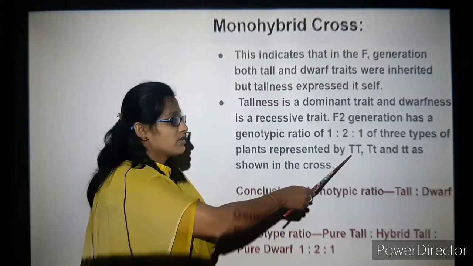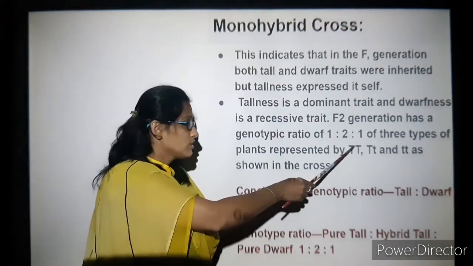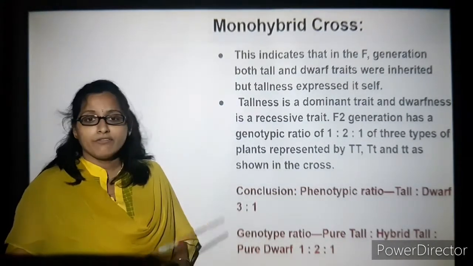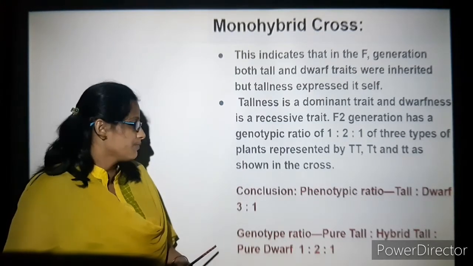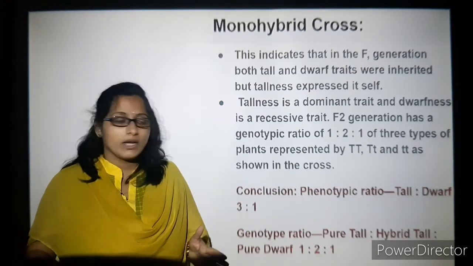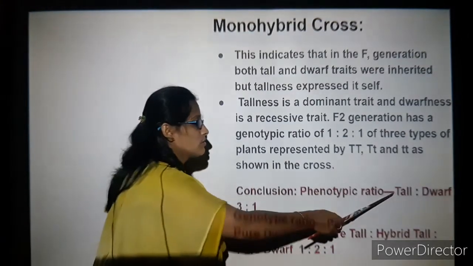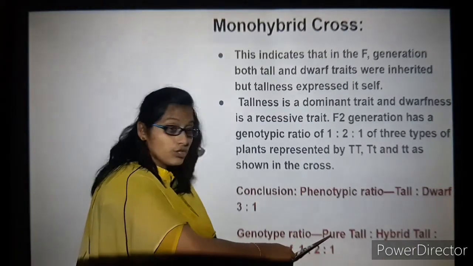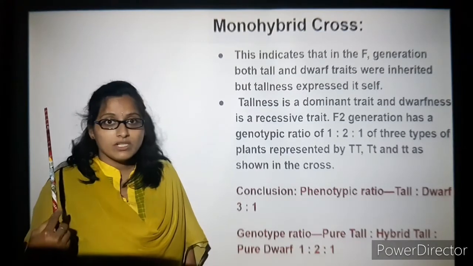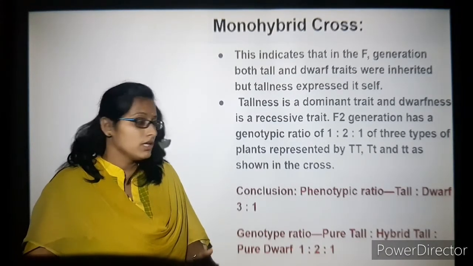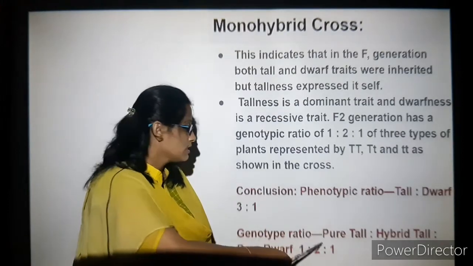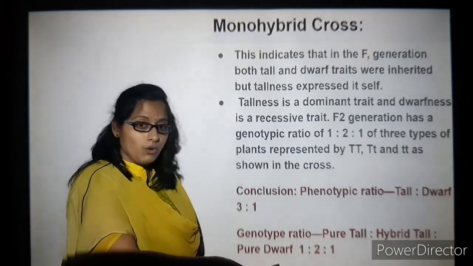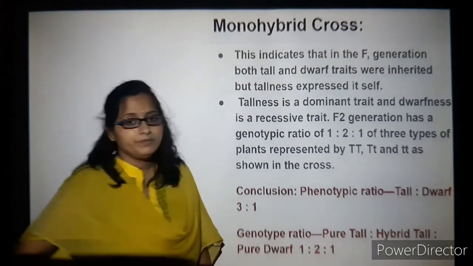And you can see here they are represented by capital T and T, capital T small t, and small t and small t. So as you can refer to the cross that we have already seen. So what is the conclusion with respect to monohybrid cross? Phenotypic ratio, that is tall is to dwarf, that is 3:1. Genotypic ratio, that is pure tall. Actually the crossing was done with pure tall and pure dwarf. Now you can find one more new variety, that is pure tall is to hybrid tall is to pure dwarf, that is 1:2:1.